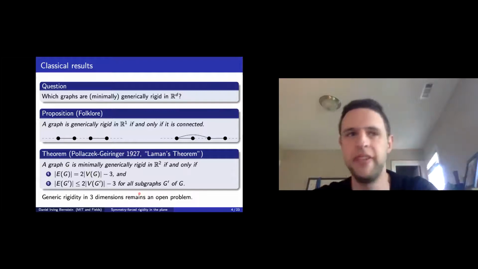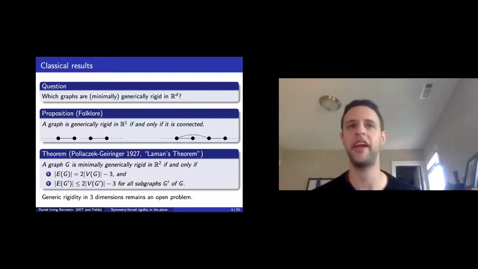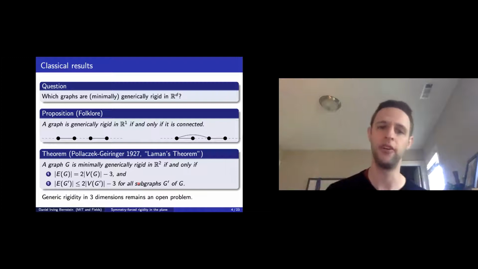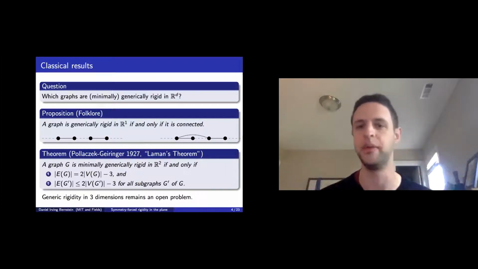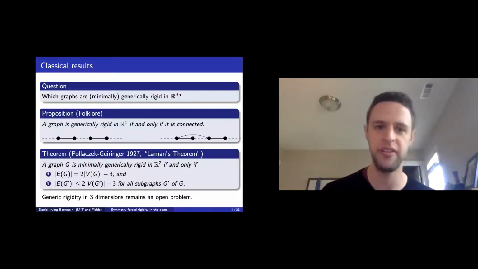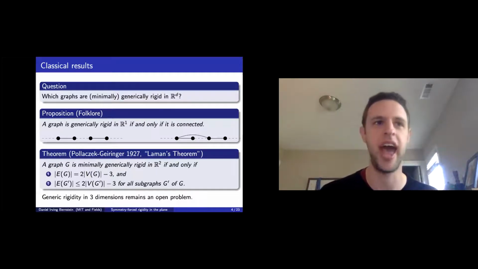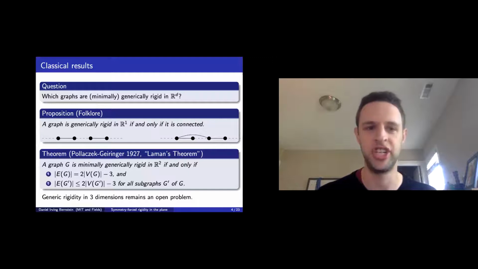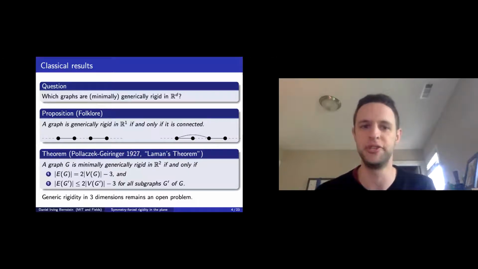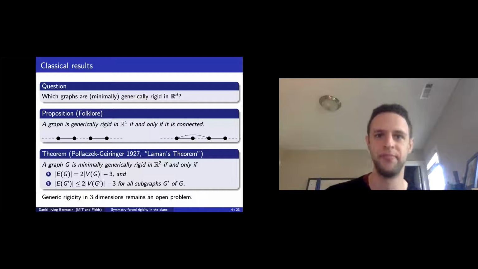And just the way to think about this intuitively, all right, this is characterizing minimal generic rigidity. The first condition says you have exactly the right number of edges. We know this is a matroid, so it's always going to be the same right number. And the second condition just tells you that they're not all just bunched up in one spot. They're sort of spread throughout the graph.